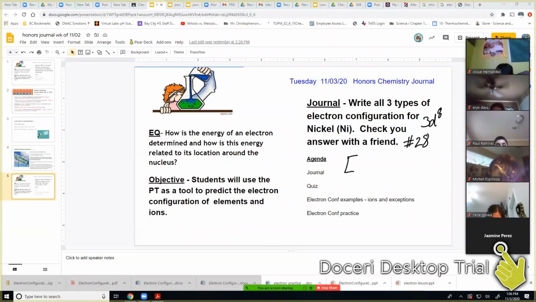So, like I said, I'm just going to do the noble gas one, which would be Ar 4S2 3D8. That's only one of the three that you need on there. But I will let y'all give the other two a try and figure it out. Does anybody have any questions on that before we move to the quiz?